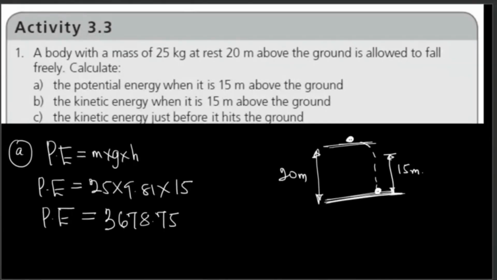0.75. What's the unit? Joules. So you can write this in kilojoules, 1, 2, 3. You can write this as 3.7 what? Kilojoules.